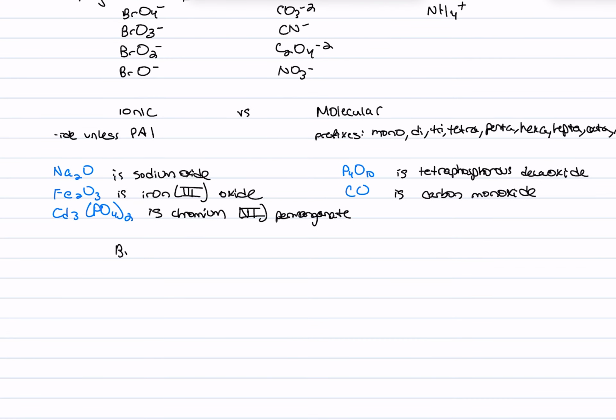Then there are binary acids, which have hydrogen with a single element except for hydrocyanic acid, and so how they're pronounced is hydroblankic acid. So HCl is hydrochloric acid, HF is hydrofluoric acid, HI is hydroiodic acid, HBr is hydrobromic acid, H2S is hydrosulfuric acid, and HCN is hydrocyanic acid.